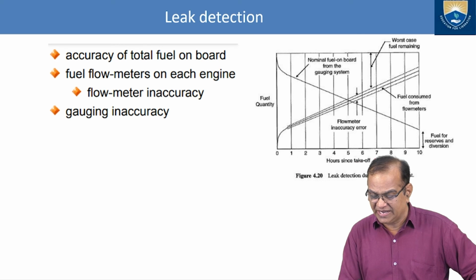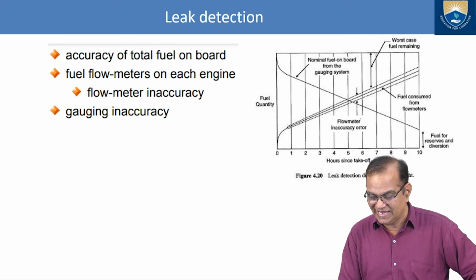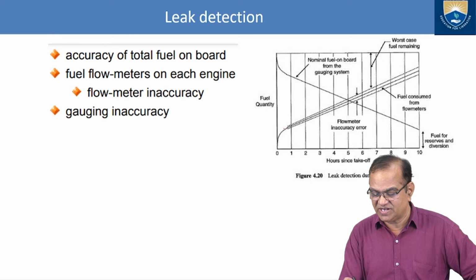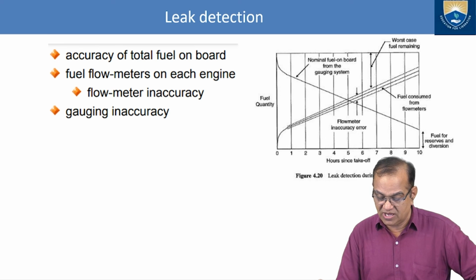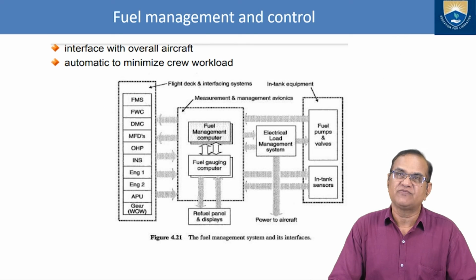Hours since takeoff, fuel consumed from the flow meter. Fuel quantity, normal fuel on board on the gauging system. So in this gauge it should fall like this if it is going like this. So leak detection has to be performed. Flow meter inaccuracy errors. So fuel management we have to do.